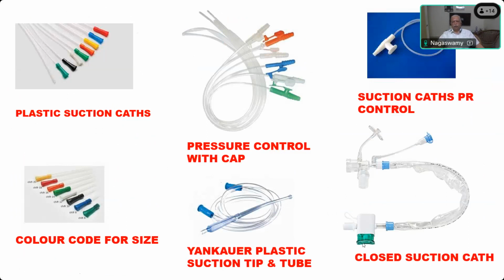This is the control valve, and this will be attached to the ventilator circuit, and gases can still be going. This plastic thing can be introduced inside for suction, and this is the reservoir where it will be collected and you can dispose of it. So these are all the parts of this closed suction catheter.